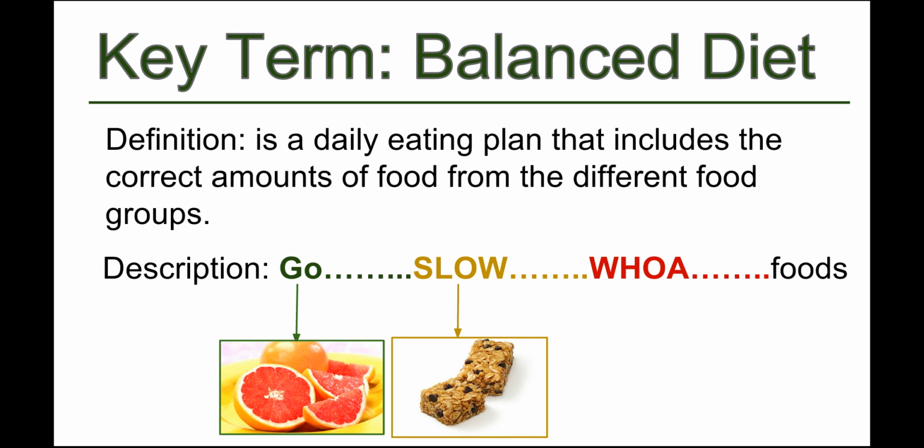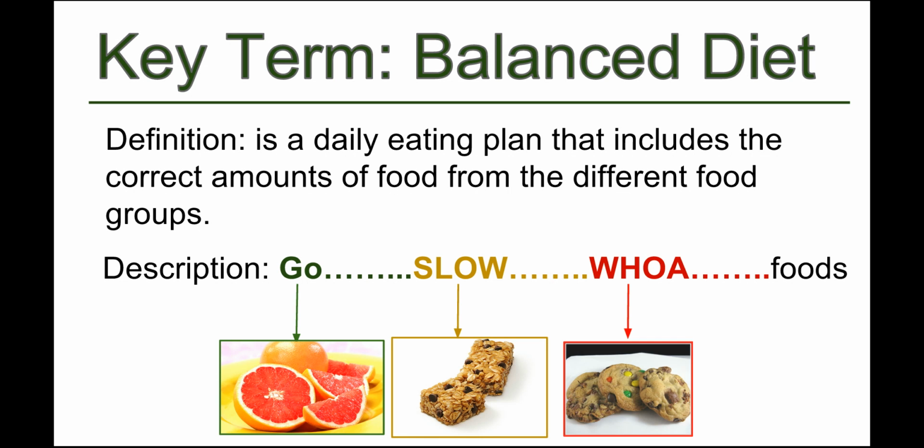On the other hand, slow foods are higher in fat or sugar and are somewhat processed. An example would be a granola bar. Whoa foods are highest in fat or sugar and are highly processed. A prime example would be chocolate chip cookies. The important thing to remember about go, slow, and whoa foods is that you should eat them in moderation.